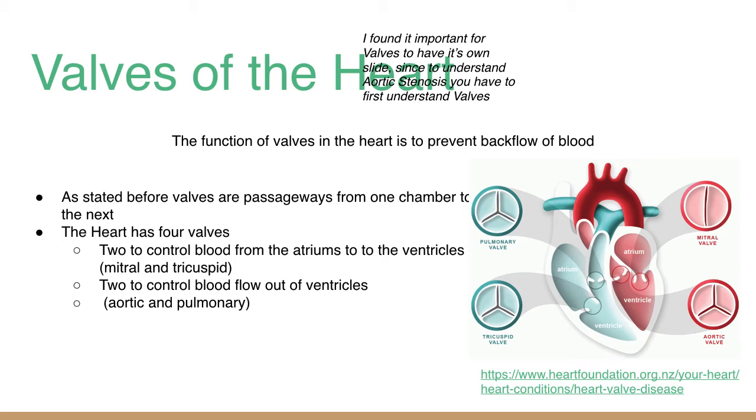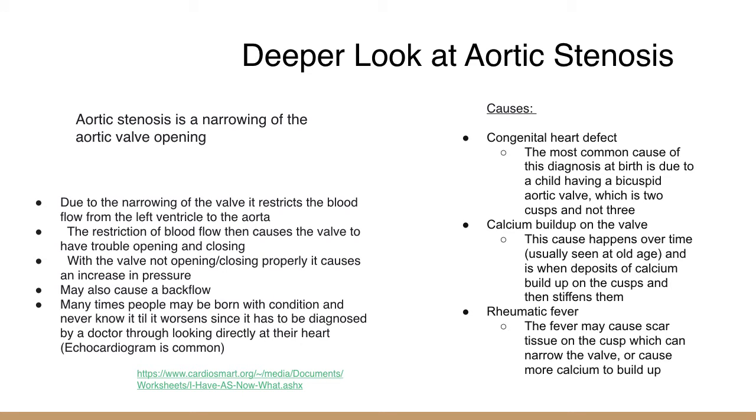On the right, you'll see both the mitral and tricuspid, which are located between the atria and the ventricles, and then you'll see the aortic and pulmonary. A deeper look at aortic stenosis.